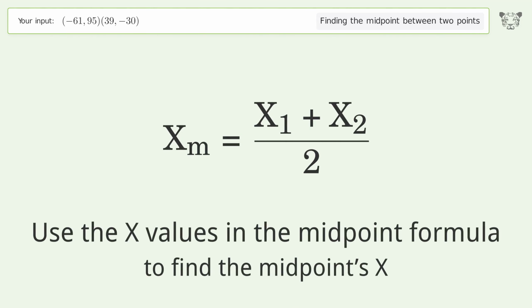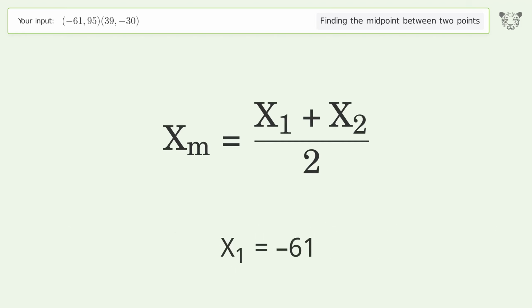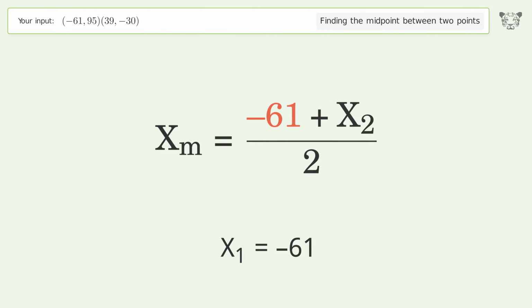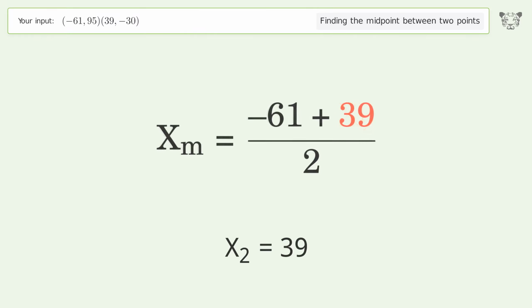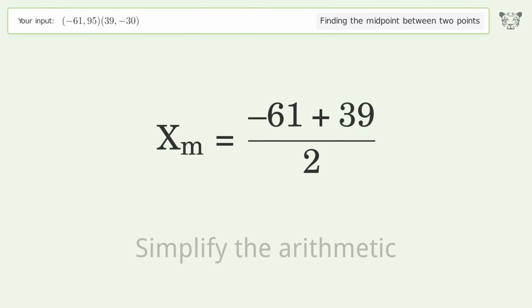Use the x values in the midpoint formula to find the midpoint's x. x1 equals -61. x2 equals 39. Simplify the arithmetic.